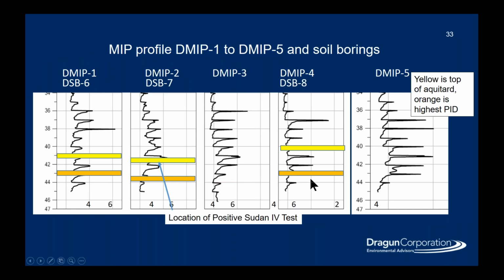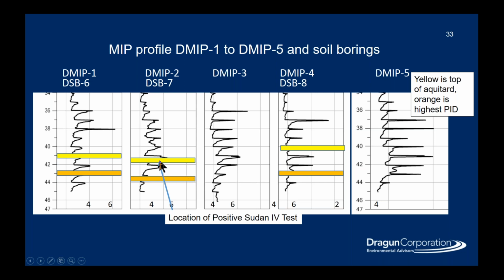So here's some of the results parsed out of our borings here. And so you can see that the black indicates what our MIP concentrations were. And then the yellow and orange bars indicate what we saw in our actual soil borings. So the orange indicates where we had our highest PID. And you can see that that is just a little bit into the aquitard, as the yellow indicates where we had the top of our aquitard. So our highest concentrations were just into the aquitard.